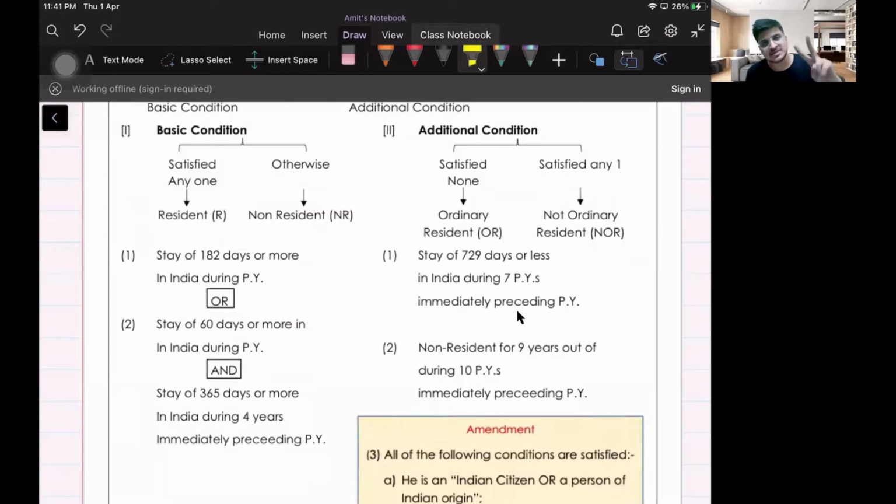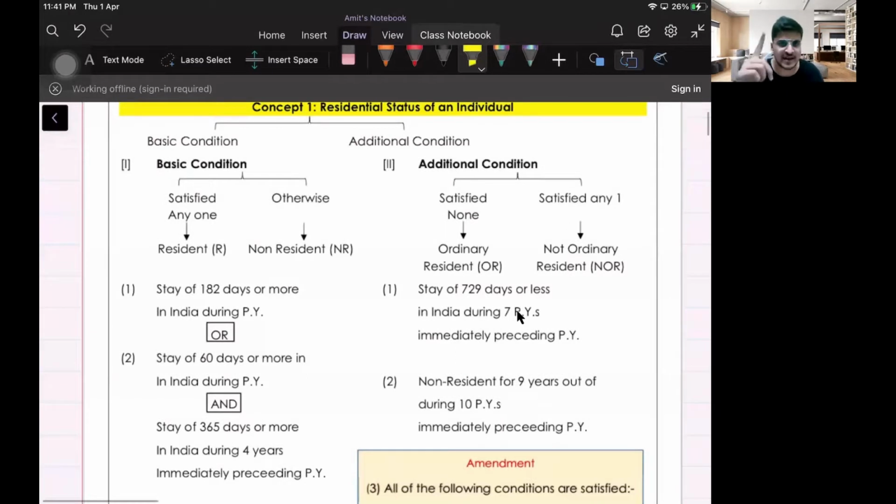So basically, in basic condition number 2, there are two sub-conditions. One, in the previous year, 60 days or more, and in the 4 years preceding the previous year, which means this year is the 5th year, 4 साल पहले, I should be staying in India for equal to or more than 365 days. So if you satisfy any one of the basic conditions, you will be called a resident person. Otherwise, if you do not satisfy any basic condition, then you will be called a non-resident person.